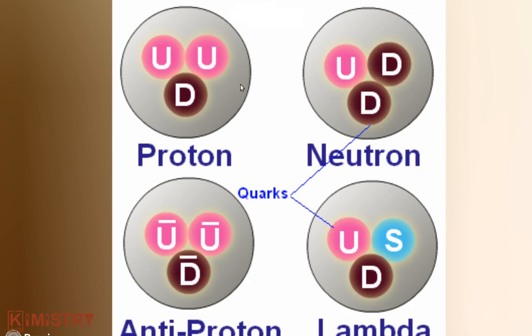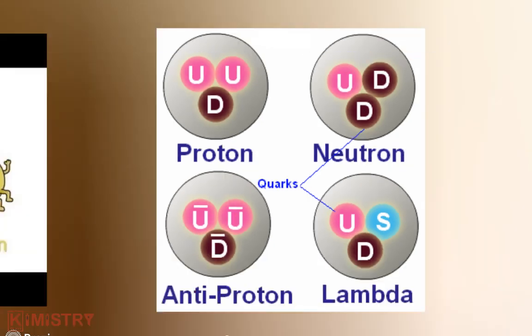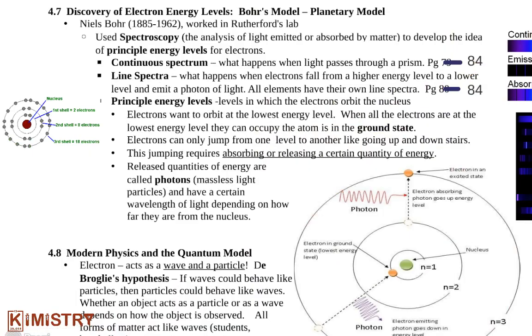That's what I want you to know. I want you to add this to your notes. Protons have two up quarks and a down quark. Neutrons have one up quark and two down quarks. And that's as far as we're going to go with that.